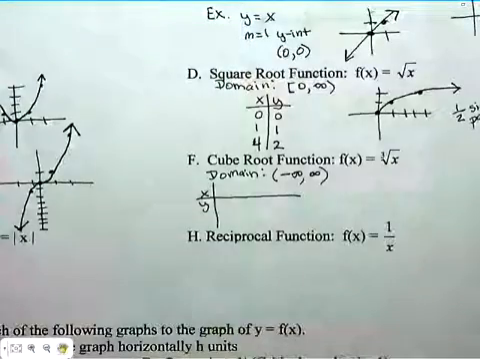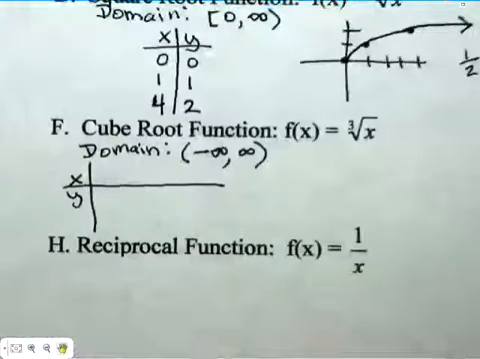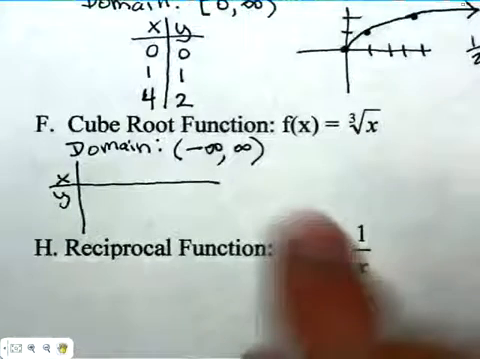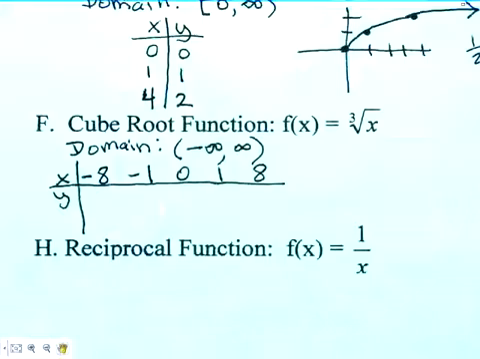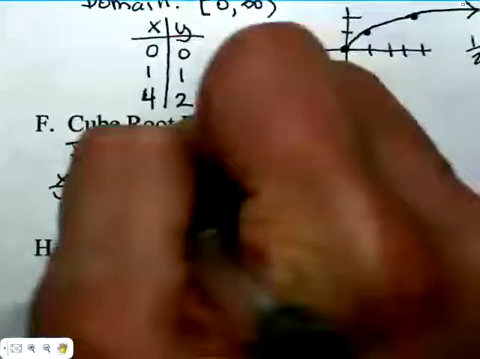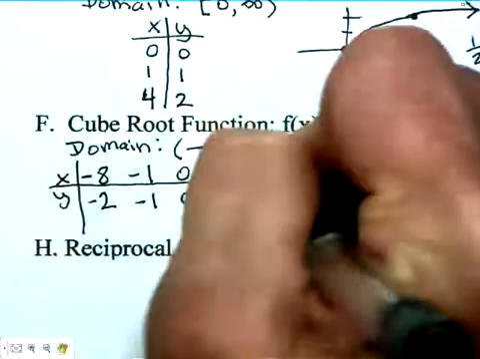I'm going to try to make life easy on myself and choose x's that are perfect cubes so I can take the cube root of them in my head. Negative 8 is a perfect cube, negative 1, 0, 1, and 8. All of those are perfect cubes. Cube root of negative 8 is negative 2. Cube root of negative 1 is negative 1. Cube root of 0 is 0. Cube root of 1 is 1. Cube root of 8 is 2.